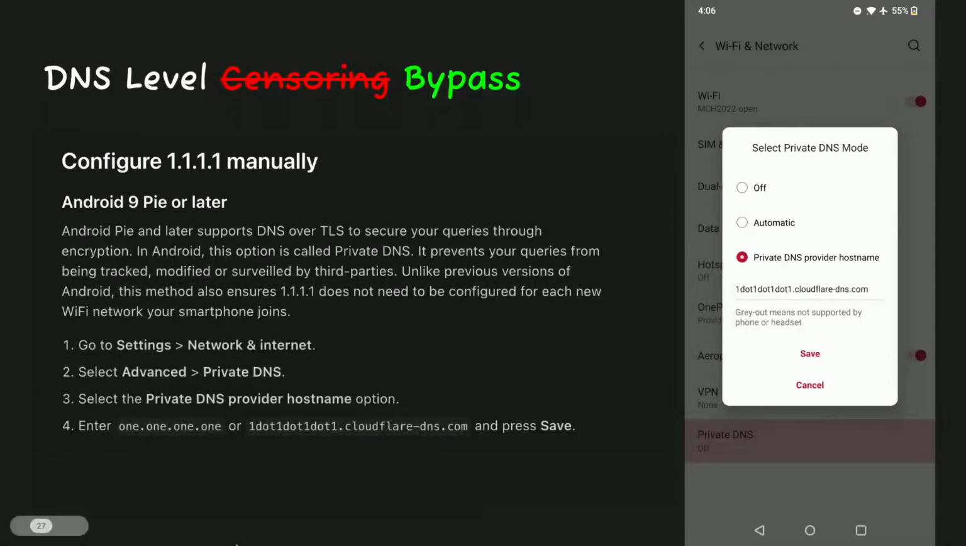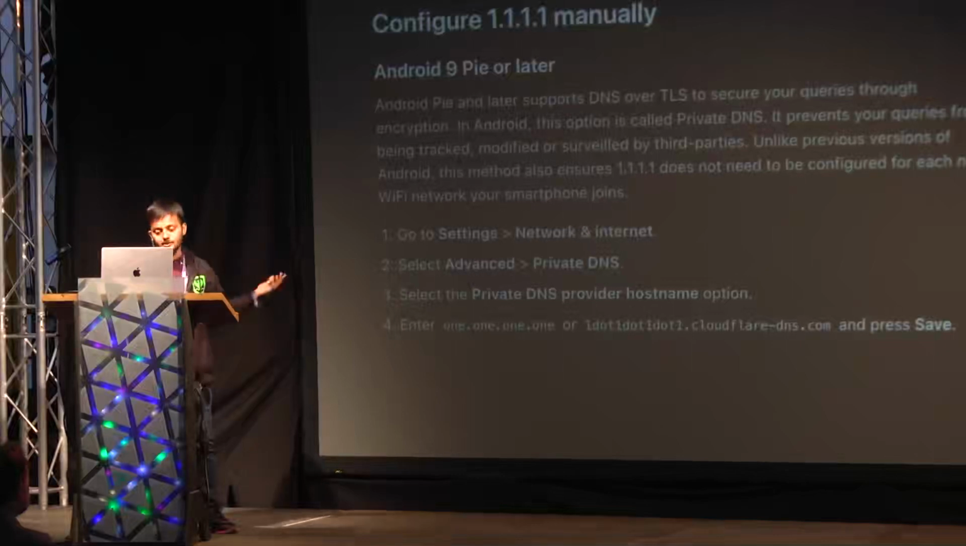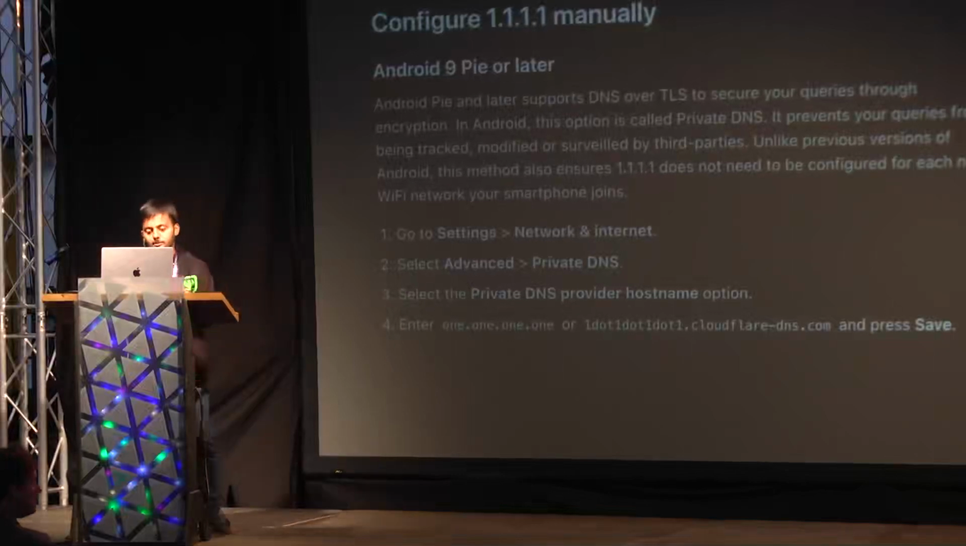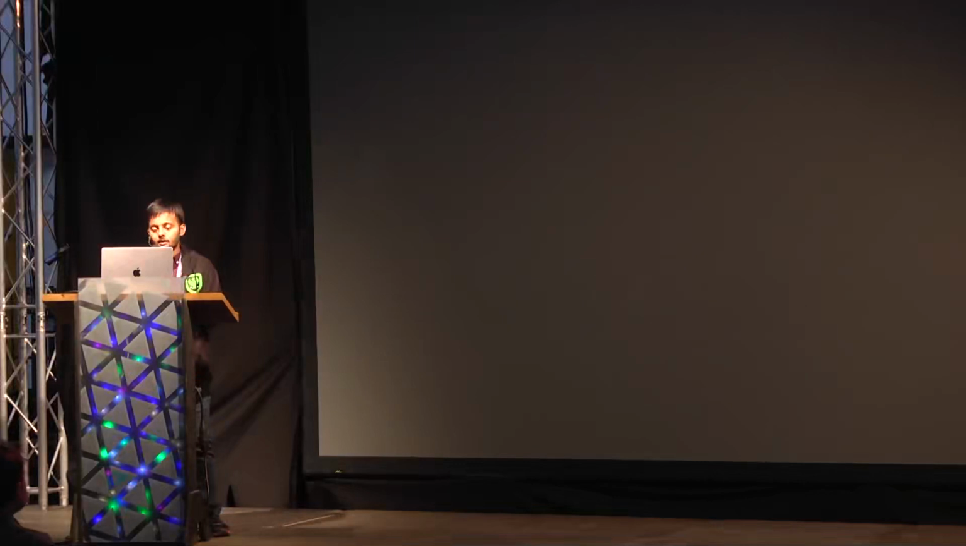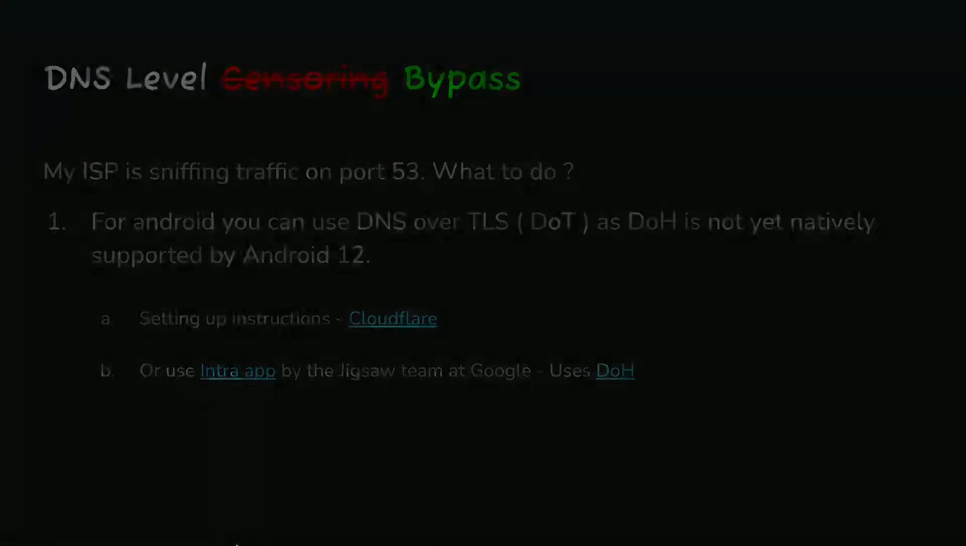So this is the screen. On my mobile phone, this is what the settings are. I have Cloudflare enabled on that. For TLS, you need to have 1.1.1.1.cloudflare-dns.com, and these are the instructions for it. You can also have 1.1.1.1 in the alphanumeric way. Okay. You can go and set up DNS over TLS for this.